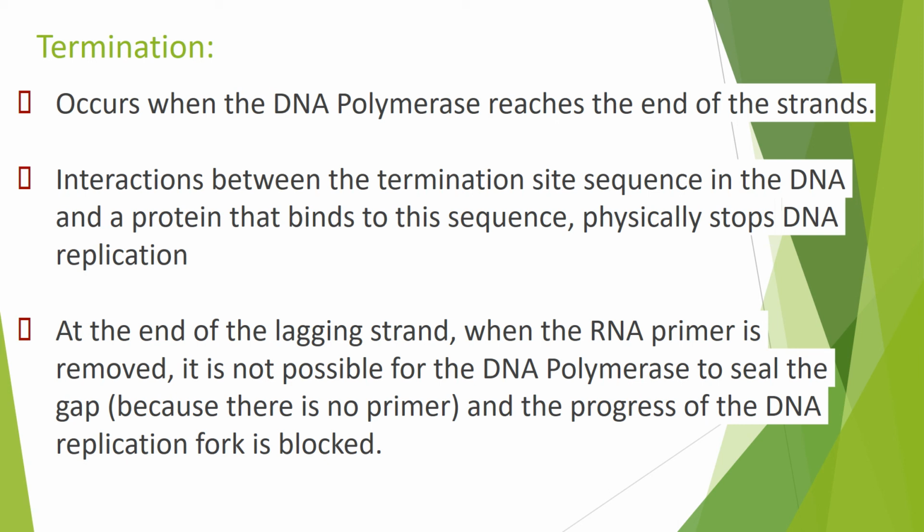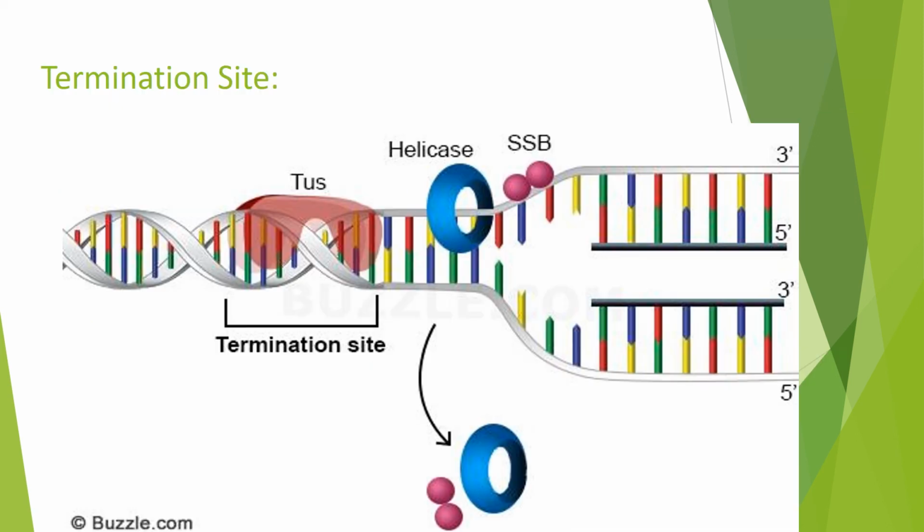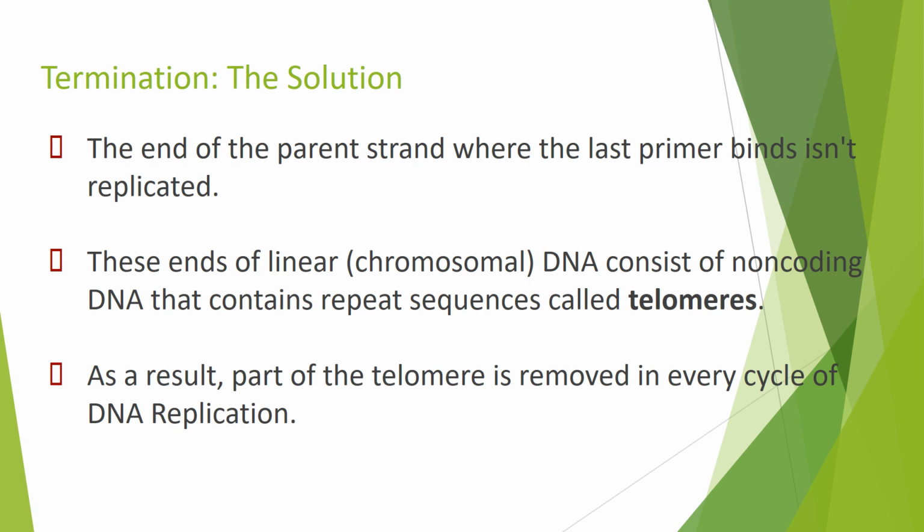At the end of the lagging strand, when the RNA primer is removed, it is not possible for the DNA polymerase to seal the gap because there is no primer, and the progress of the DNA replication fork is blocked. The end of the parent strand where the last primer binds isn't replicated.